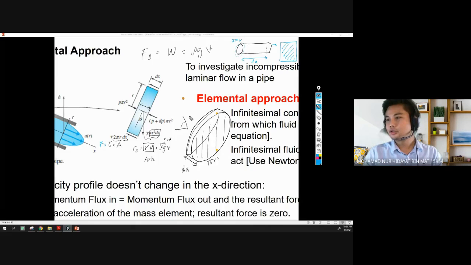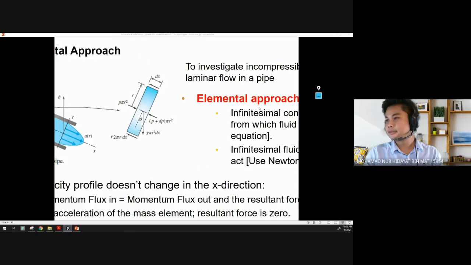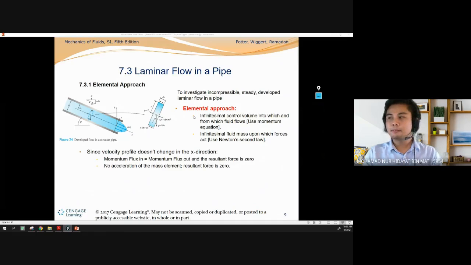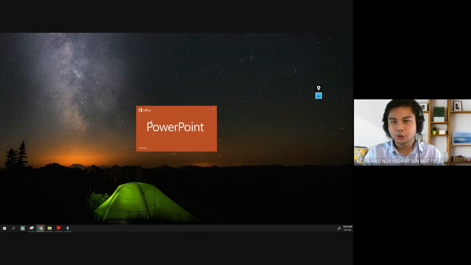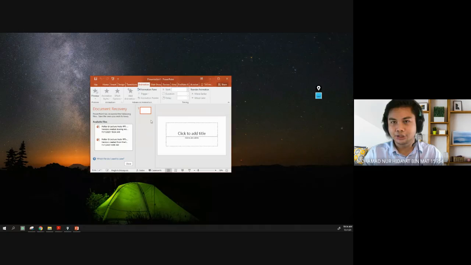Alright. So from this case, we apply the elemental approach. Remember that this flow has the velocity, we can apply the momentum equation. And this flow has the force, we can apply Newton's second law. What is Newton's second law? F equal to ma. Summation of force equal to mass times acceleration.